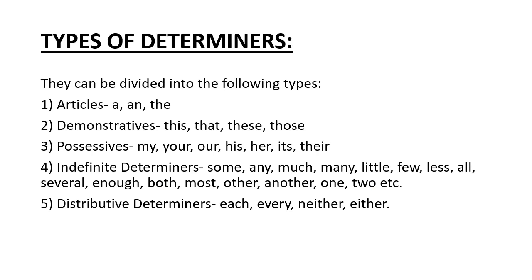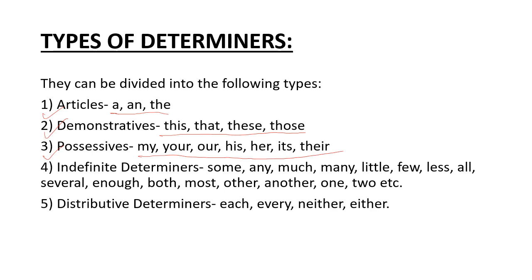For better learning, we divide determiners into the following types. The first one is articles. In articles, we have a and the. Then second, demonstrative determiners. In demonstrative determiners, we have this, that, these, those. Then third, possessive determiners. In possessive determiners, we have all the possessive cases of personal pronouns: my, your, our, etc.